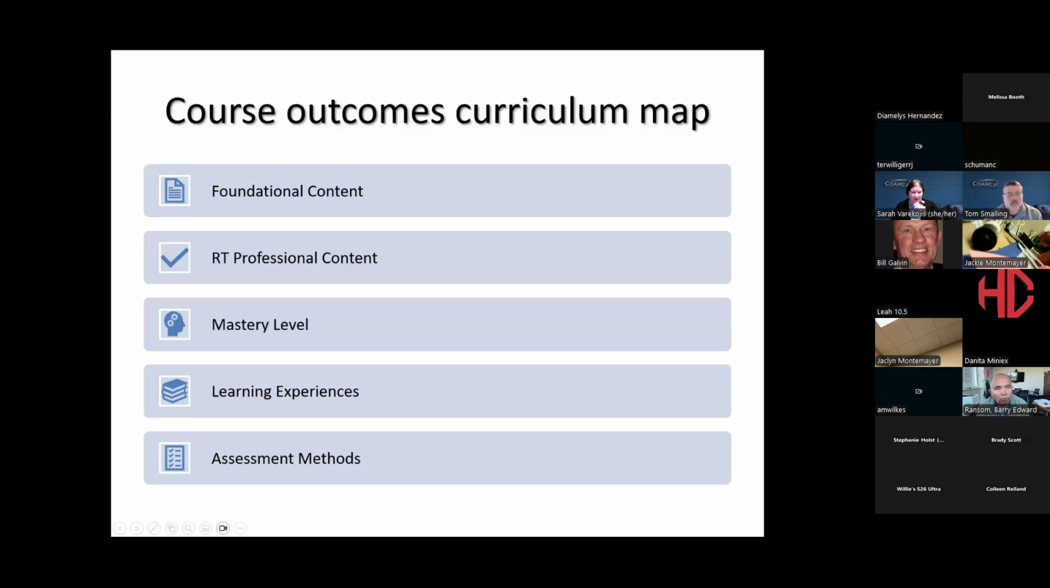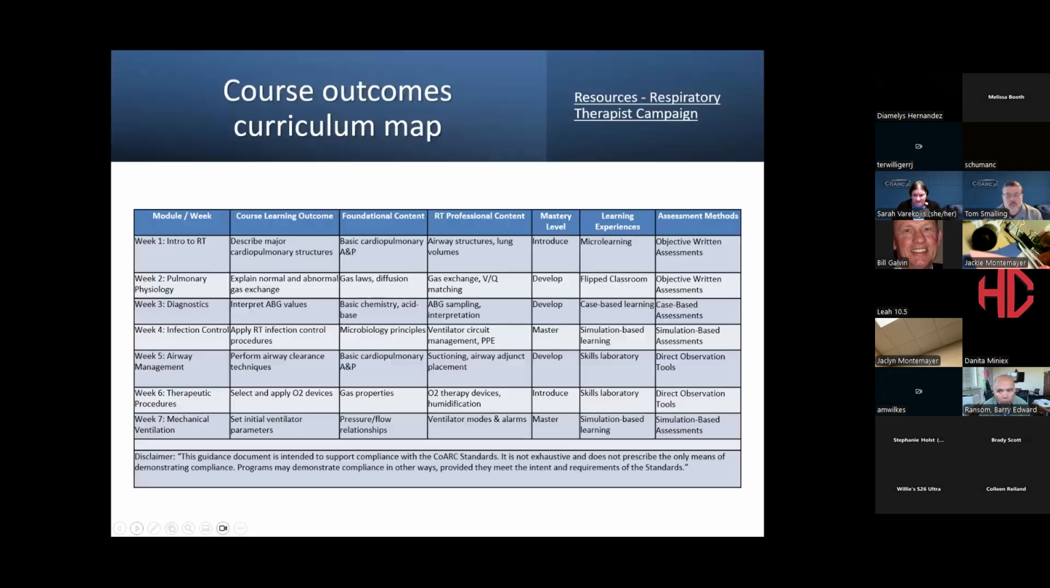And then, thinking about what columns you would want to include: still the foundational content, your professional content, and that mastery level, right? Because that helps determine what your assessment methods are going to be. So learning experiences and then assessment methods. And this is what it would look like if you put it all together.